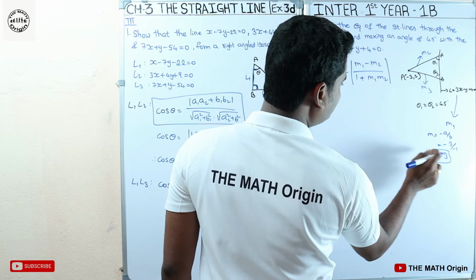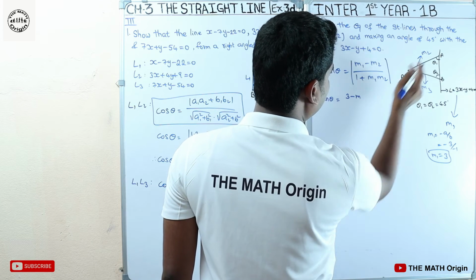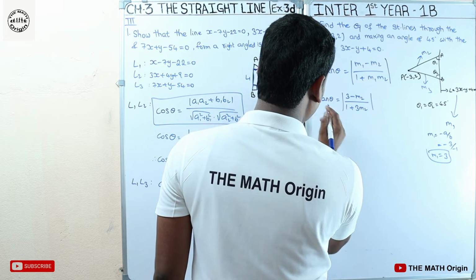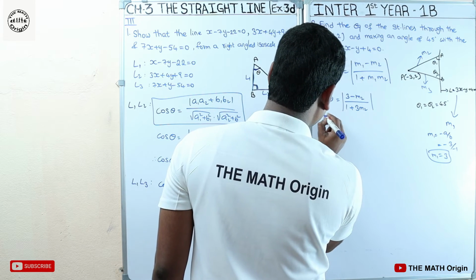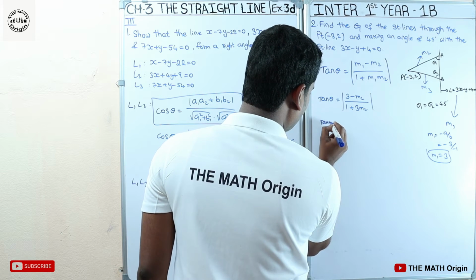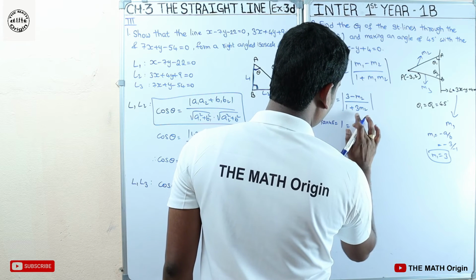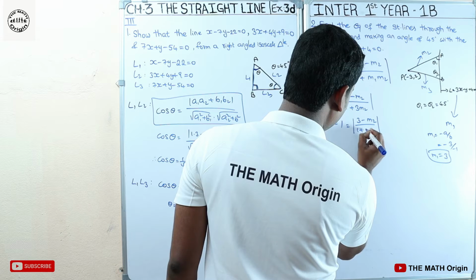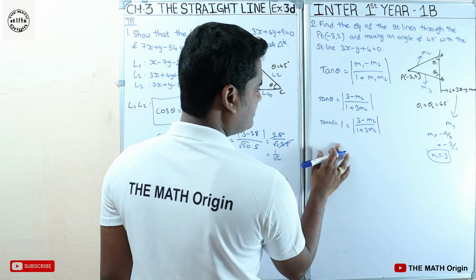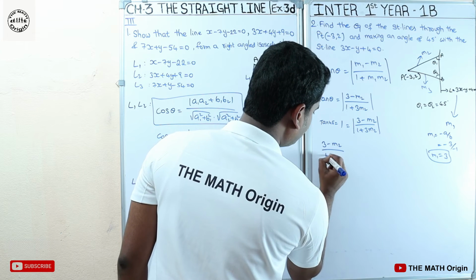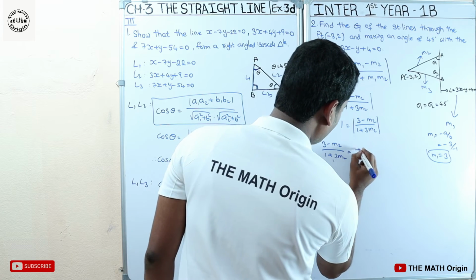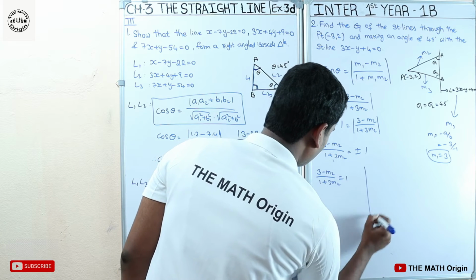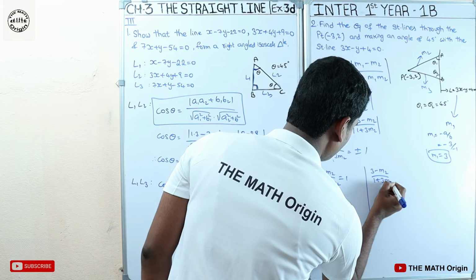So tan theta equals modulus of (3 minus m2) by (1 plus 3m2). Therefore tan 45 equals 1. I will remove the modulus now: (3 minus m2) by (1 plus 3m2) equals plus or minus 1. First I take (3 minus m2) by (1 plus 3m2) equals 1, or (3 minus m2) by (1 plus 3m2) equals minus 1.